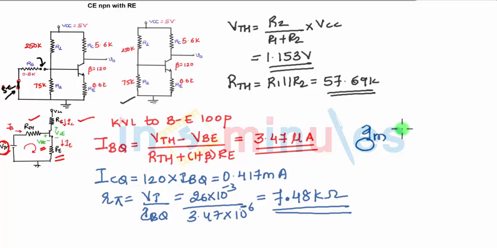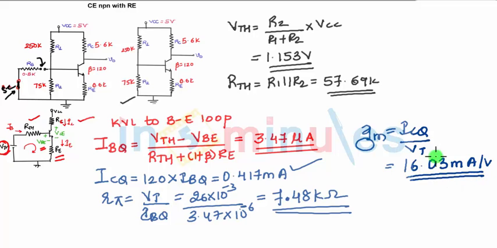So now you can find GM also. GM is ICQ upon VT. ICQ you have already found out, 0.417 milliampere. VT is 26 millivolts. So when you substitute, you will get GM as 16.03 milliampere per volt.